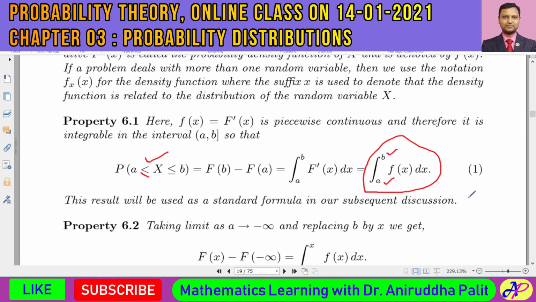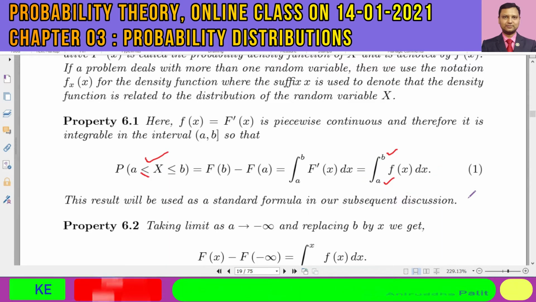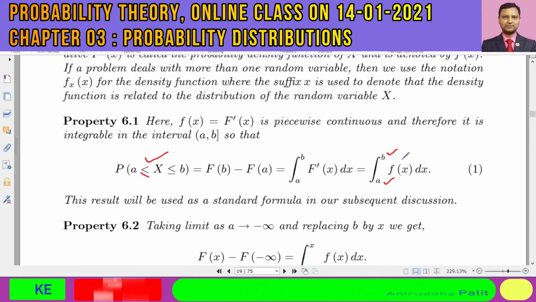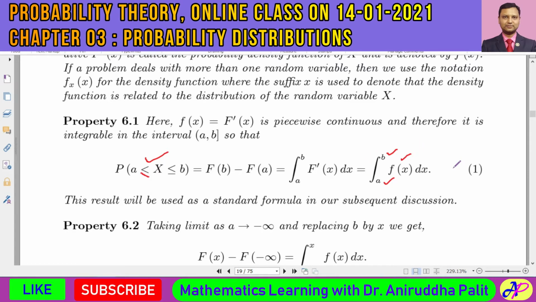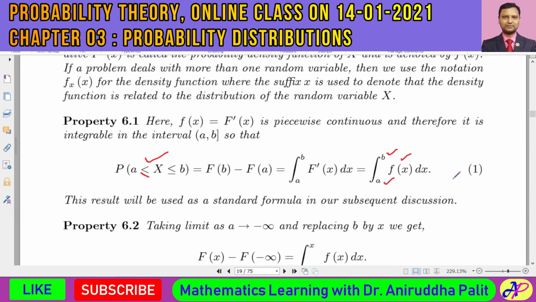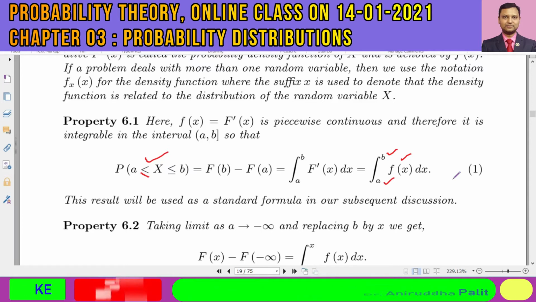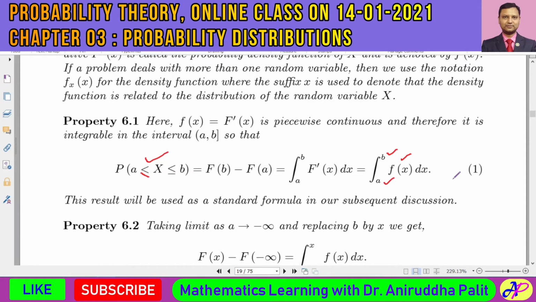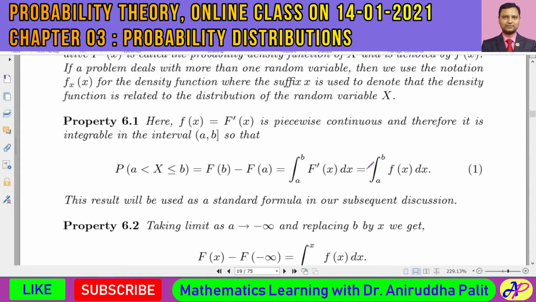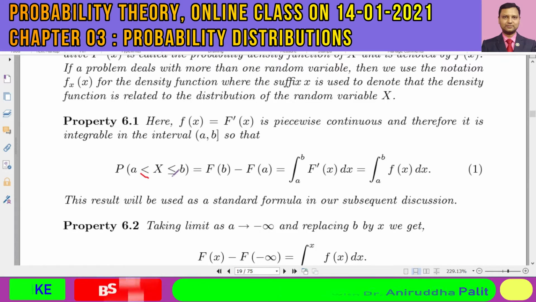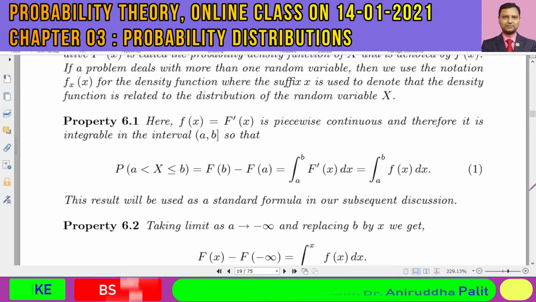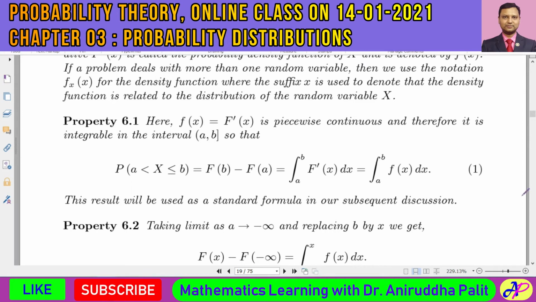Because we know that addition or subtraction of a single point for an integral where the function f is finite, this kind of function is a Riemann integrable function. So in this kind of Riemann integral, inclusion or deletion of a single point does not change the value of the integral. That's why without any problem we can add one point over here, or we can delete one point from this integral. In case of continuous distribution only, we get this kind of benefit.